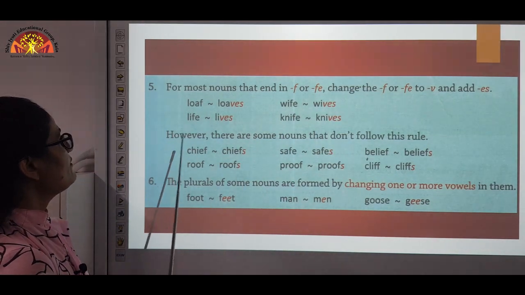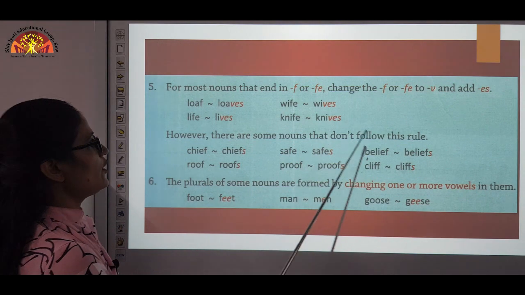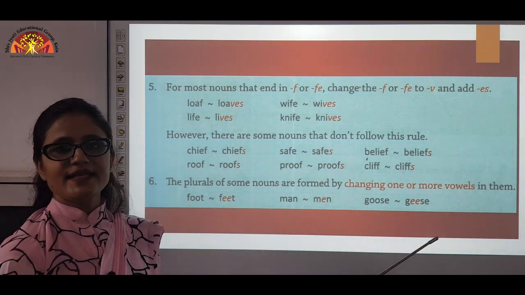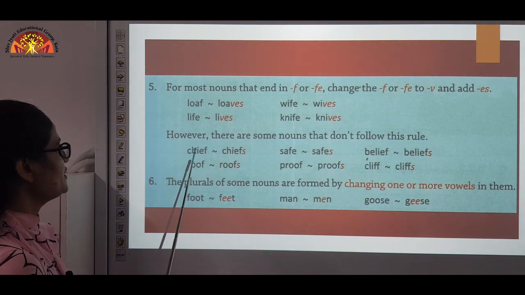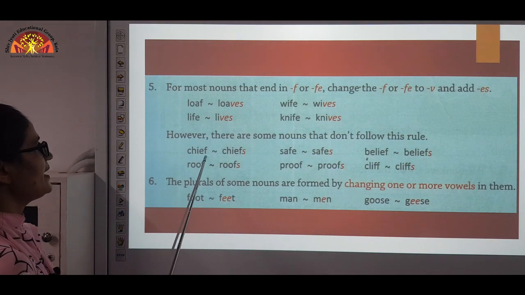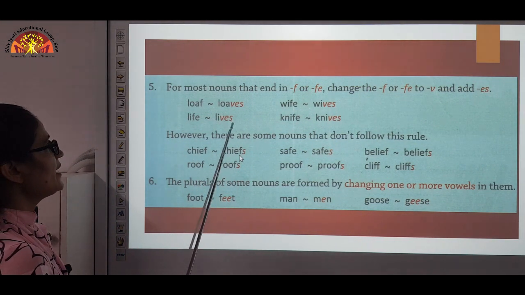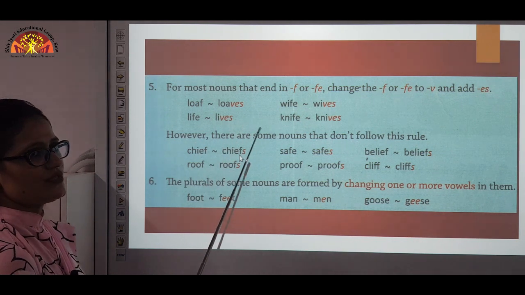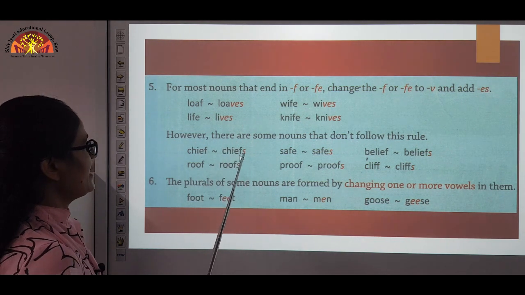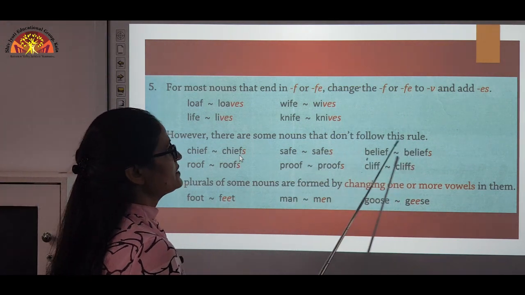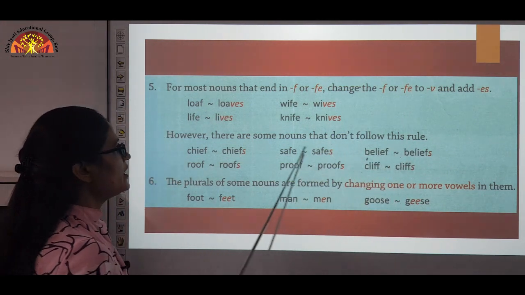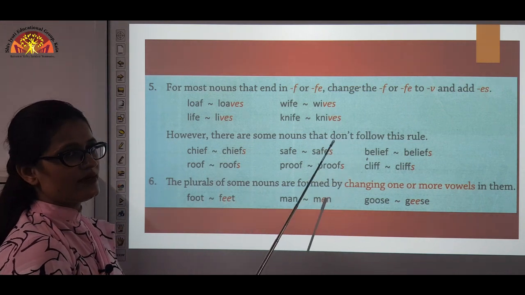Now, however, there are some nouns that don't follow this rule. Again, there is an exception that doesn't follow these rules. For example, chief. You can see at the end F is there, but we cannot add VES to it. We will simply add S. Safe, safes, belief, beliefs, cliff, cliffs, these all are the exceptions, right?